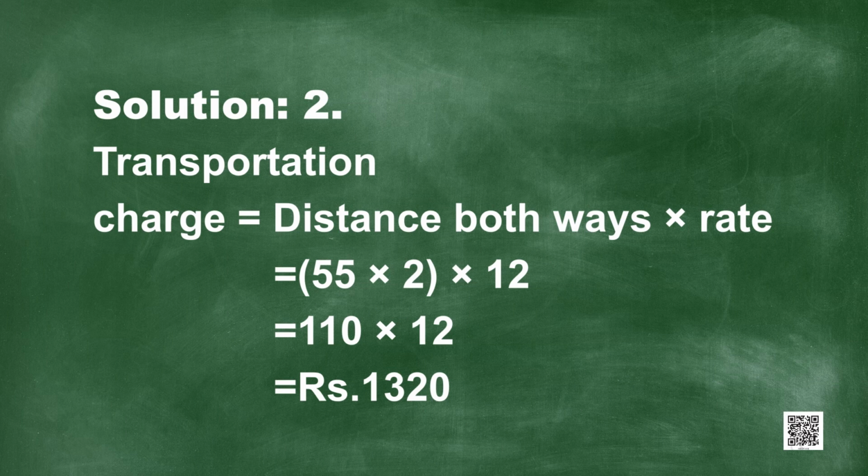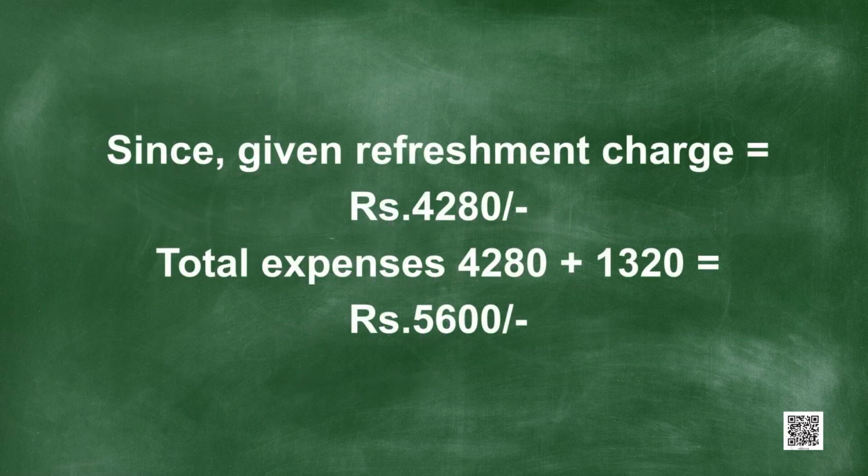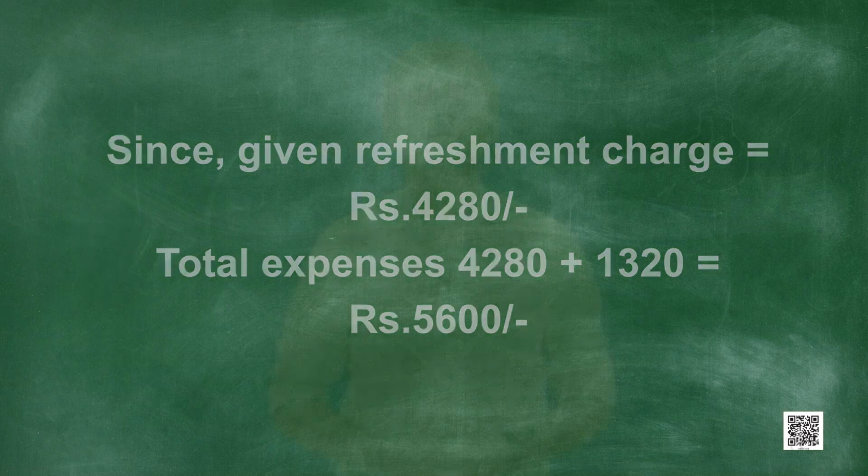rupees 1320. So we have calculated the transportation charge to be rupees 1320 and since the given refreshment charge is equal to rupees 4280, the total expenses will be given by the sum of these two, that is rupees 4280 plus rupees 1320, which is equal to rupees 5600. Students, for this picnic we have found the total expense.